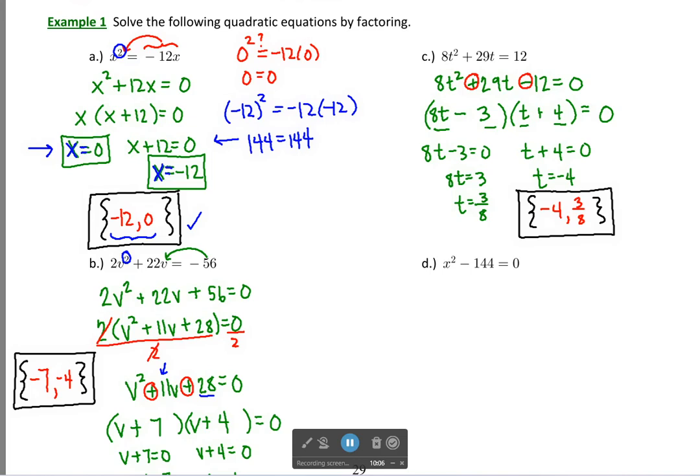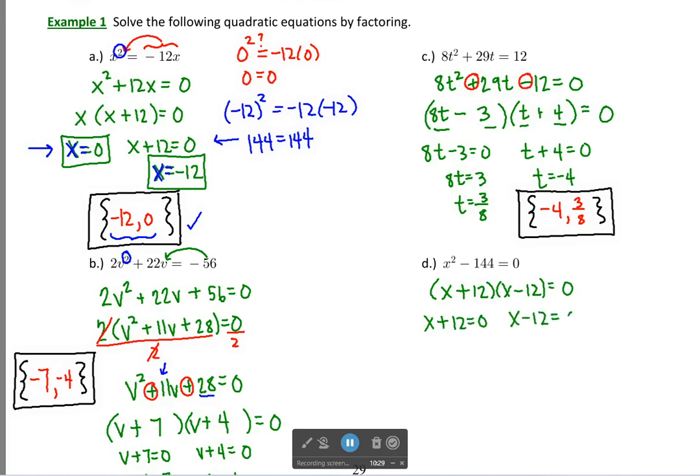One more example, we have x squared minus 144 equals 0. We have the benefit of this equation already set up equal to 0, so all we have to do is factor it. Notice the left side is the difference of two squares. So we could factor this as x plus 12 times x minus 12 equals 0. Then we set each factor equal to 0.